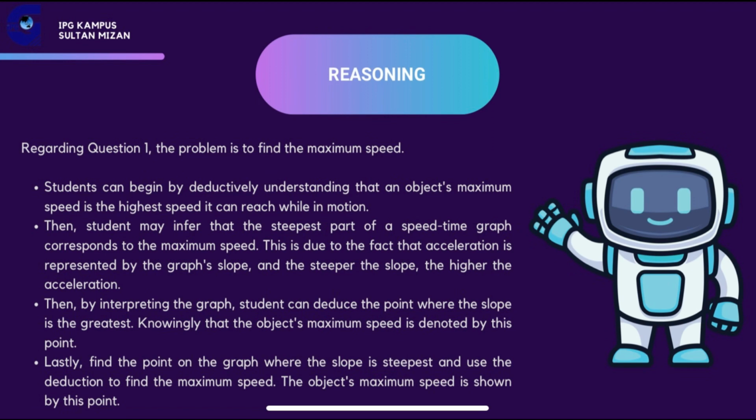This is due to the fact that acceleration is represented by the graph slope, and the steeper the slope, the higher the acceleration. Then, by interpreting the graph, students can deduce the point where the slope is the greatest, knowing that the object's maximum speed is denoted by this point. Lastly, find the point on the graph where the slope is steepest and use the deduction to find the maximum speed.